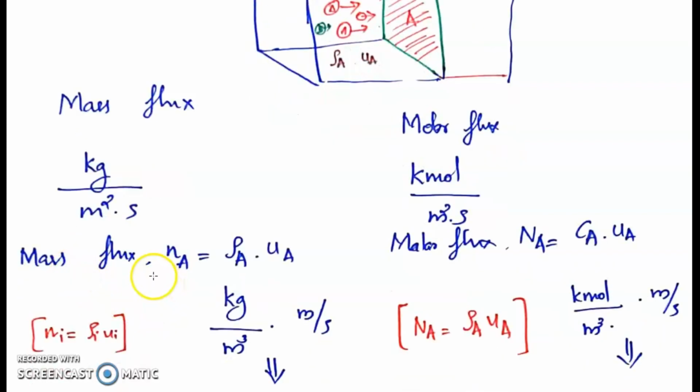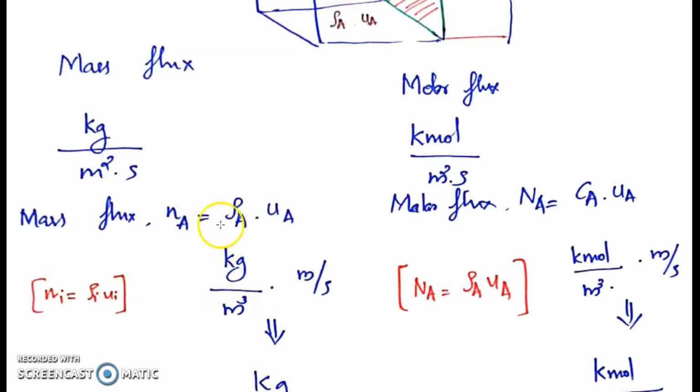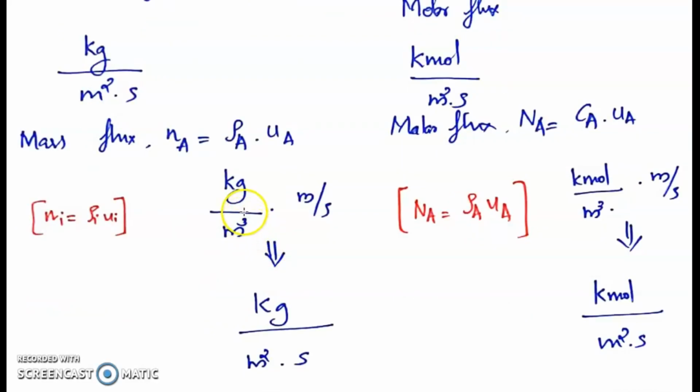Mass flux is generally represented as Na, and Na is equal to rho A into Ua, where rho A is the mass concentration of A, and Ua is the velocity at which the molecule A is moving. So for Na, let's take a look at the unit. The unit of mass concentration is kilogram per meter cube, into Ua, the velocity, which is meter per second. So the meter cancels off, and I get kilogram per meter square second.